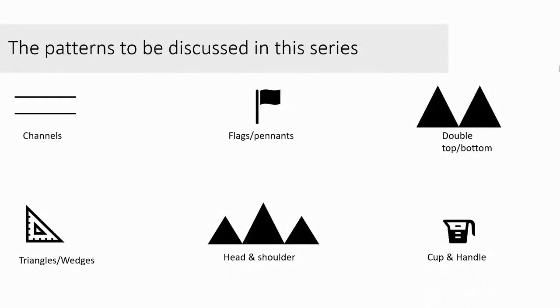I have tried to arrange them in the order of complexity. That is, channels are the easiest patterns to understand, learn and at the same time spot. And cup and handle takes some experience and some understanding to spot.